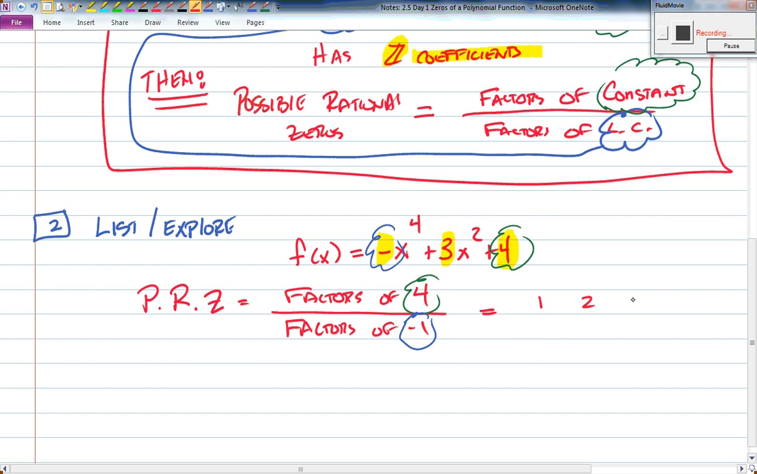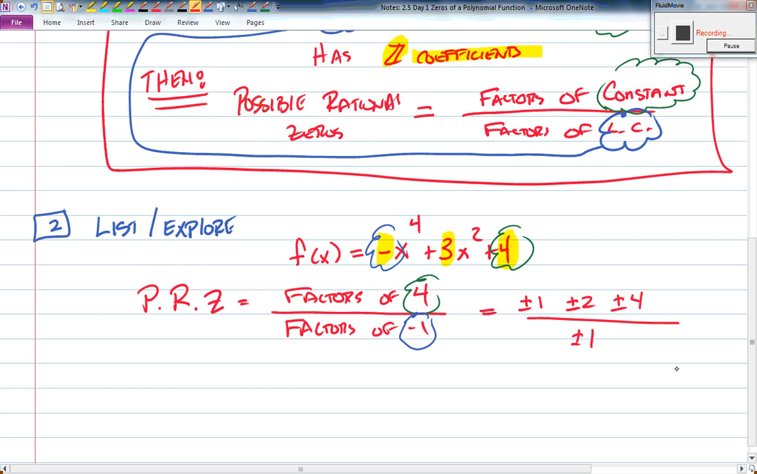1, 2, and 4. Those are all factors of the number 4, right? But each one of those could be positive or negative, right? So I have a grand total of 6 right there, right? Plus or minus 1, plus or minus 2, and plus or minus 4. Okay, divided by, what are all the factors of -1? Yeah, plus or minus 1.